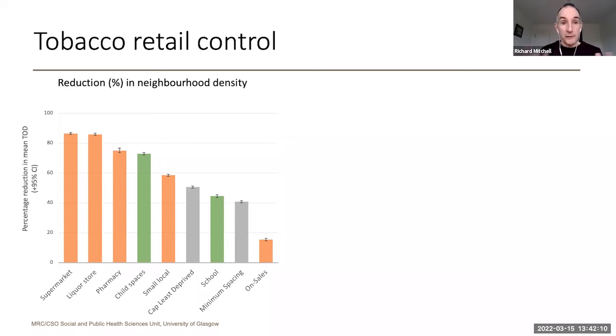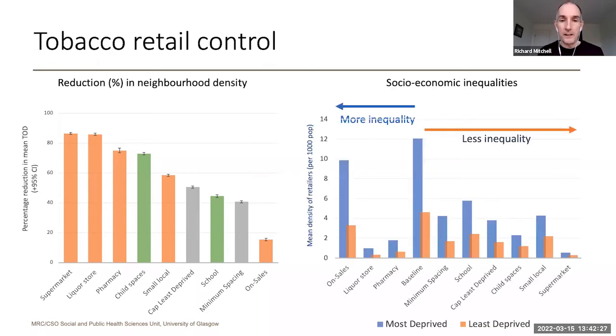And we were able to show that they had really quite different impacts on that mean neighbourhood density, such that restricting sales to supermarkets only would have the strongest influence in reducing mean density. Something you can only show in a simulation. But what was really interesting was we were also able to unpack the impact of these different policies on the inequality in density between the most and the least deprived neighbourhoods.